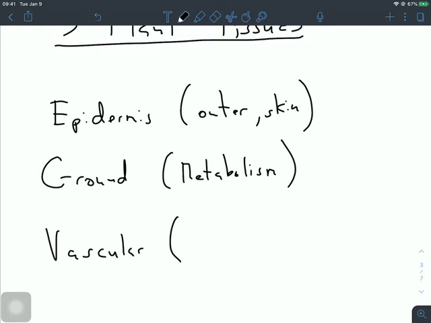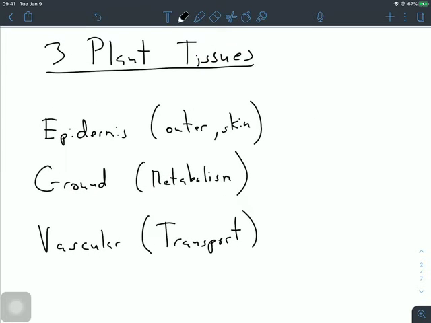This is your transport. So in your vascular tissue, you're going to be moving around sugar and water to help keep the plant alive. It's kind of like your blood vessels, but vascular tissue has directionality. Your blood vessels go in a large circle. So those are the three plant tissues: the epidermis, the ground, and the vascular.